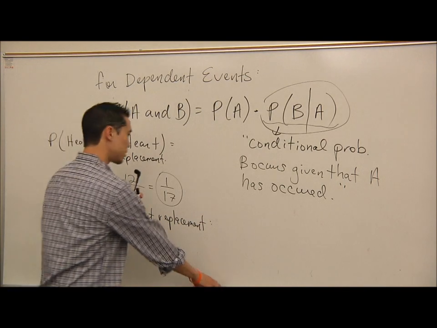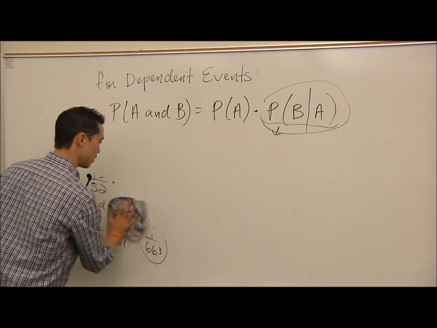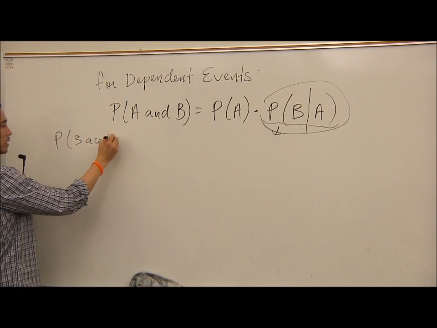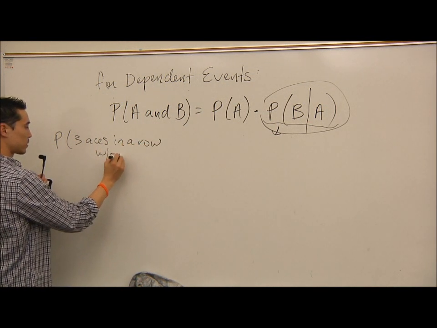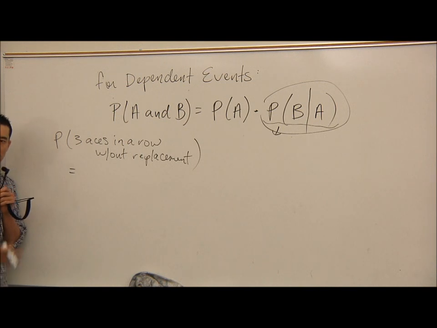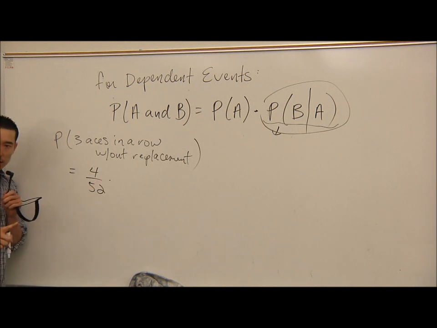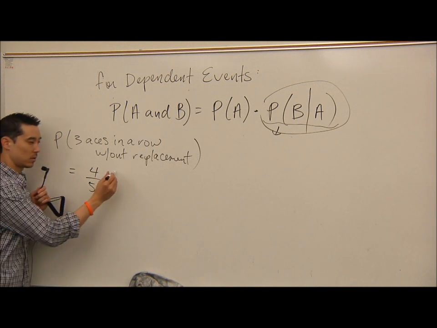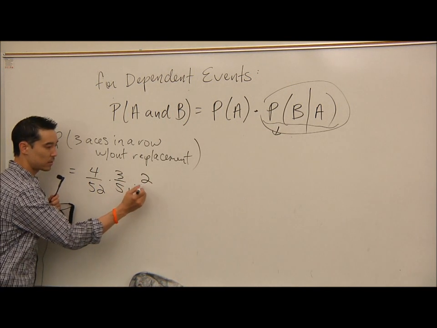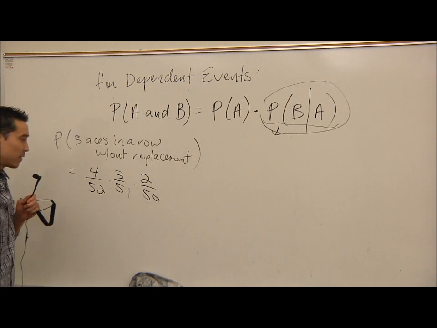Okay, great. Next question. Let's do 3 aces in a row without replacement. Again, you're just using this conditional probability formula and it keeps going. So what's the probability the first card is an ace? 4 out of 52. Times, what's the probability the second card is an ace given that the first card definitely was an ace? 3 out of 51. Times, what's the probability the third card is an ace given that the second card definitely was an ace? 2 out of 50. Does everybody see that? And it just keeps going. And what does this come out to? 1 over 5525.